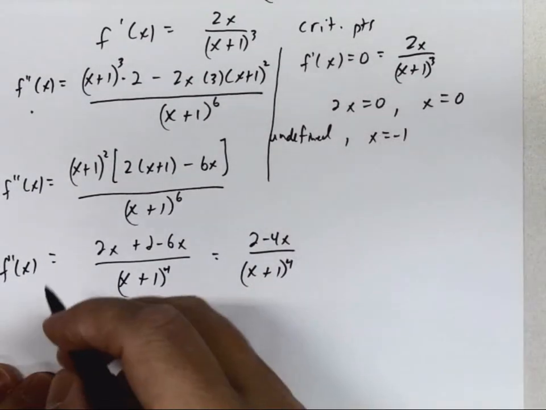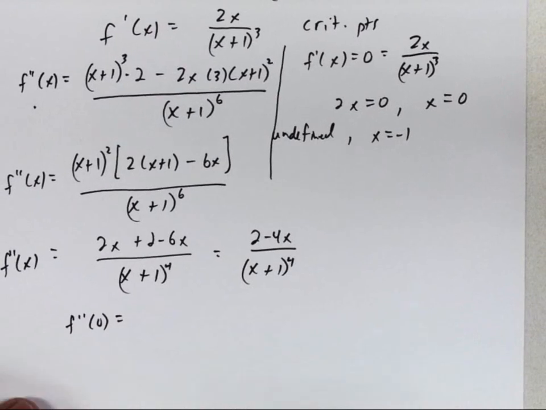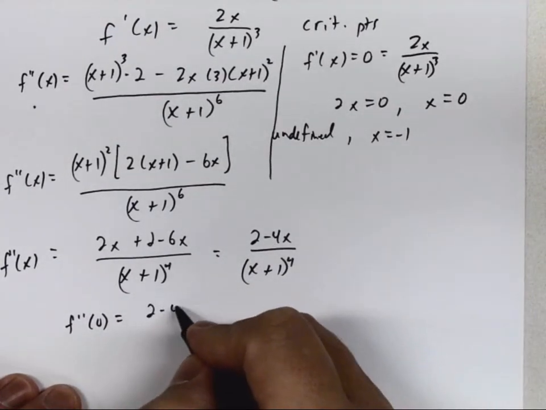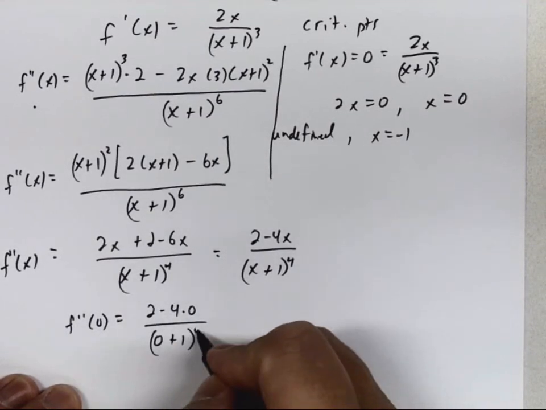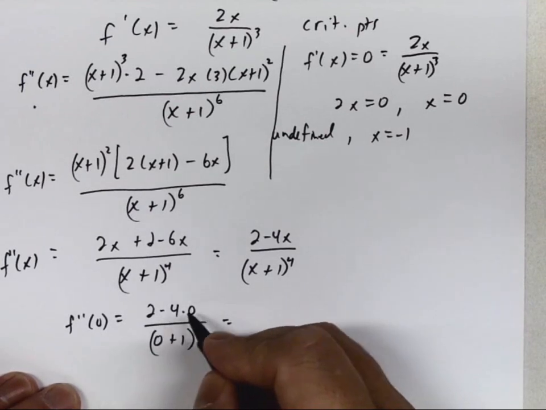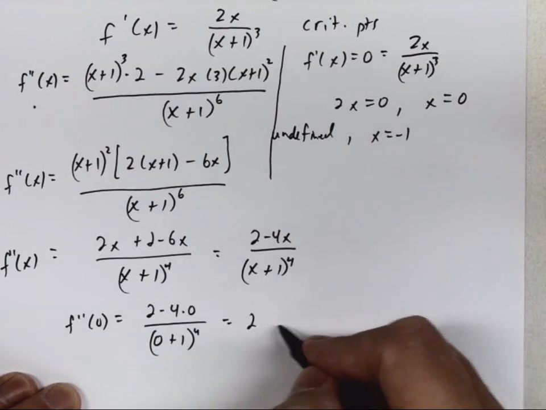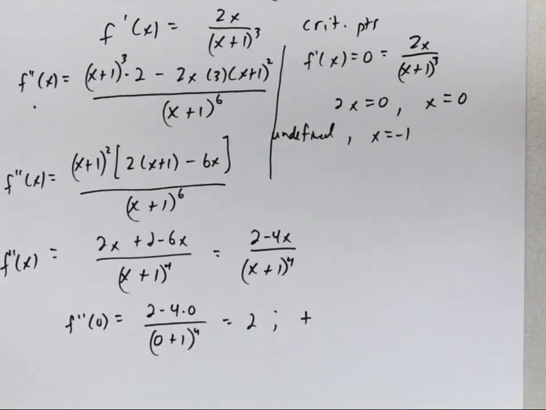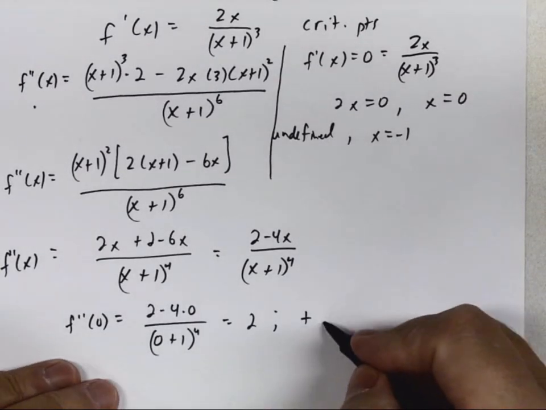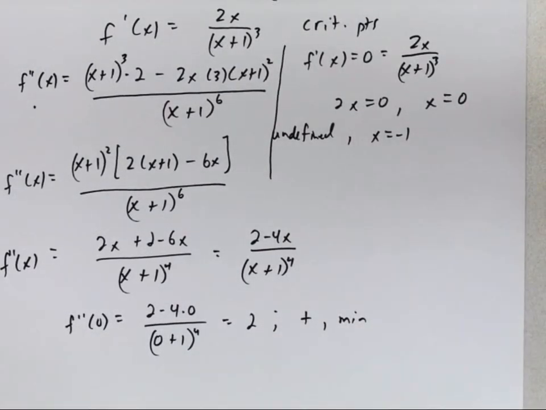So let's do 0 first. So what happens when I plug in 0 into my second derivative equation? 2 minus 4 times 0, over 0 plus 1 to the 4th. Looks like negative, oh, that's 0. 4 times 0 is 0, so it's 2 over 1. So, looks like second derivative at x equals 0 is positive, which means it's concave up, which means potentially when x is 0 we have a minimum.